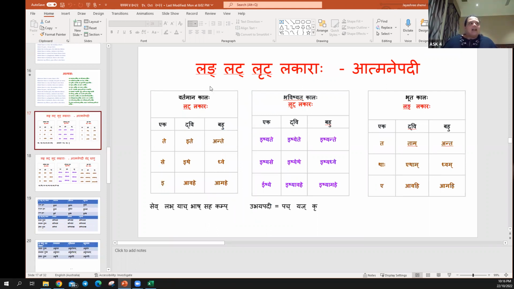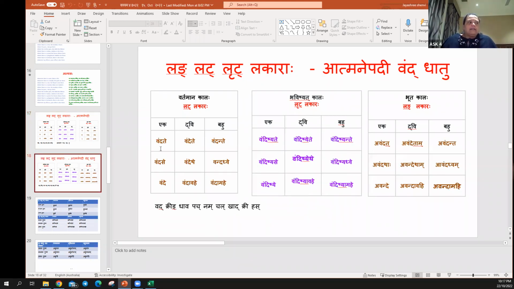Now, we did lang, lat, and lot parasmaipadi. We'll do atmanepadi. All right. Atmanepadi are the ones which end with te. And there are some words which have only atmanepadi dhatu and not parasmaipadi at all. Like, for example, vandate.